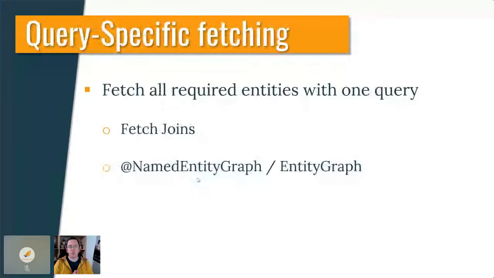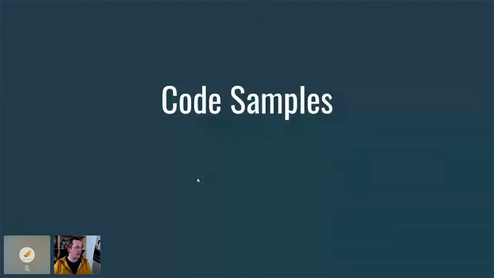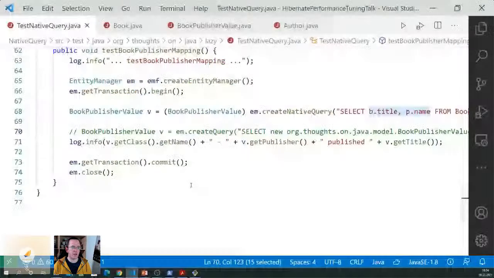So there are 2 to 3 approaches to avoid that. We have fetch joins or join fetch clauses in our JPQL or criteria query. We'll take a look at that first. And then we have named entity graph and entity graph, which are features introduced in JPA 2.1. So, well, now already quite a while ago, that enable us to define a query-independent graph that describes which entities and associations shall be fetched from the database. Let's take a look at that.